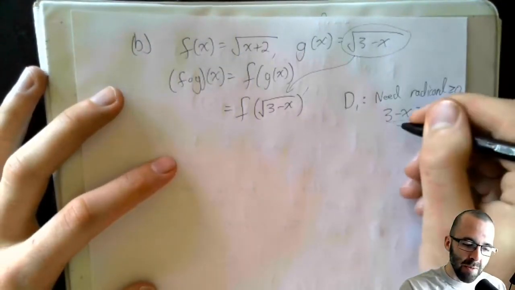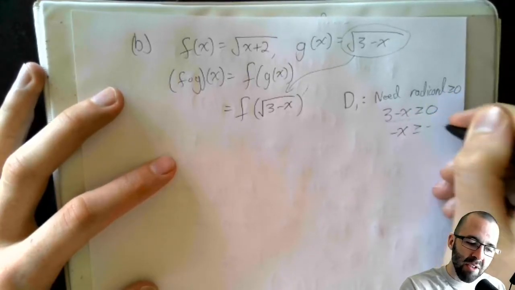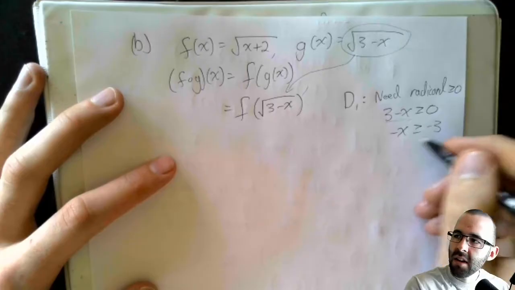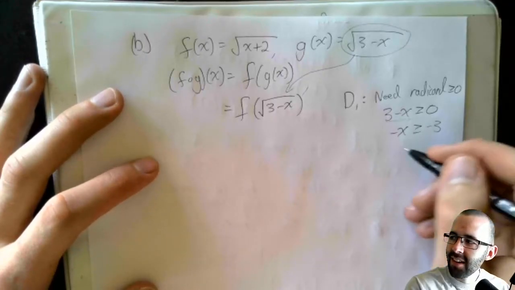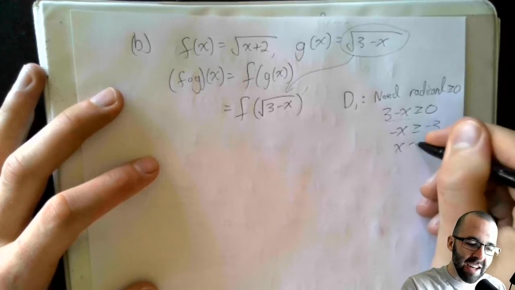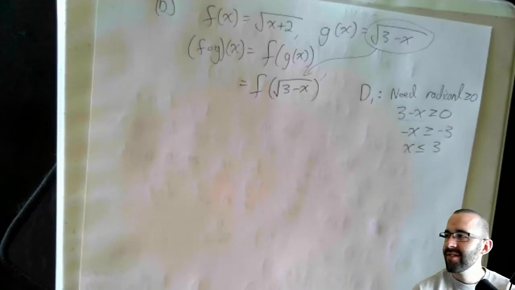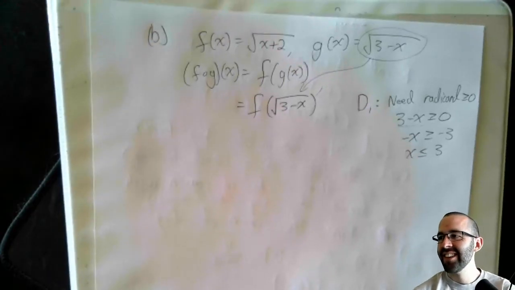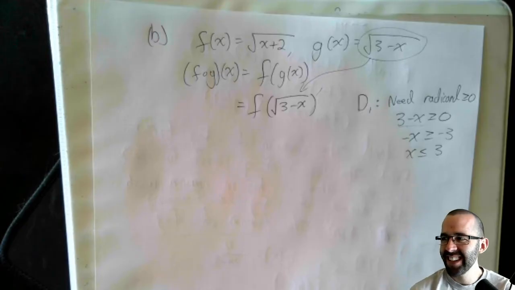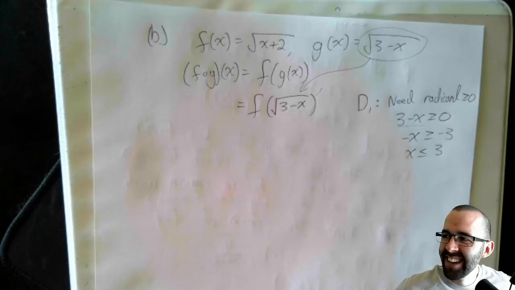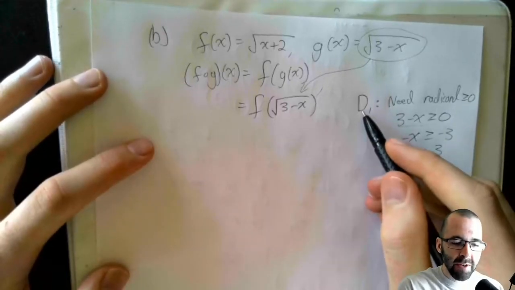So we solve this inequality. We subtract 3 from both sides. Negative x is greater than or equal to negative 3. Divide both sides by negative 1. We divide by a negative, switch the direction of the inequality. So that's our first requirement.